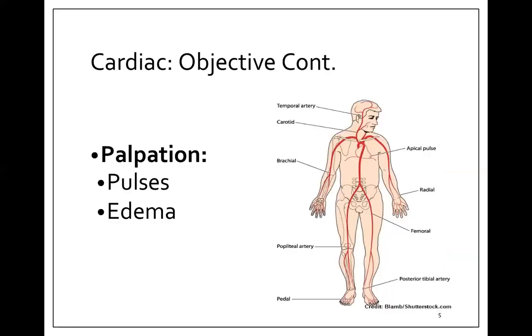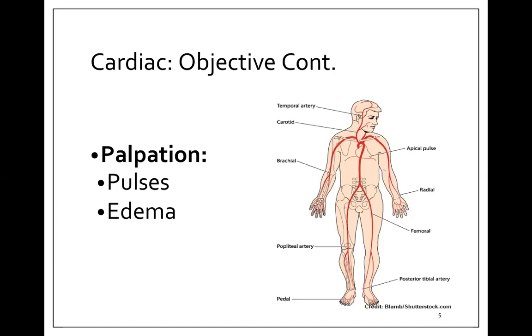Next, we come to palpation, and that's assessment of the pulses. This picture shows all of the pulse points in the body. However, the main pulse points for our purpose would be the radial, found on the inside of the wrist at the base of the thumb, and the pedal pulse, found on top of the foot, lateral to the extensor tendon.